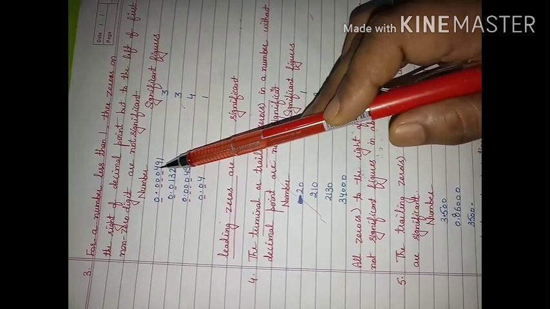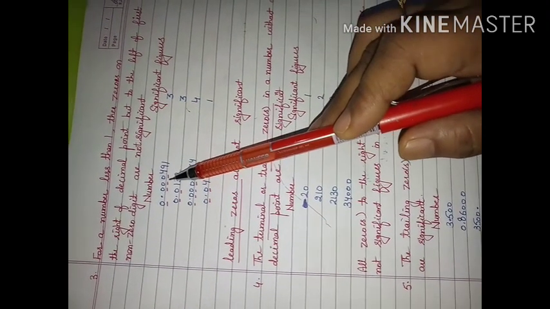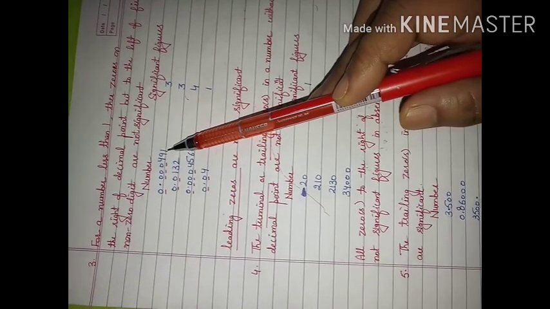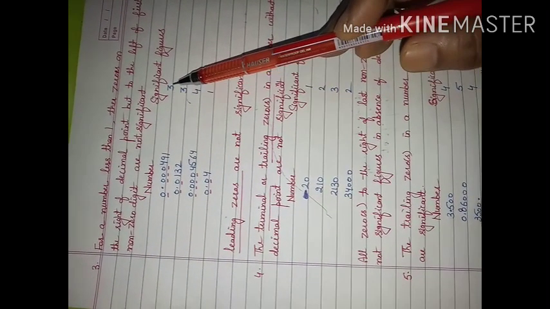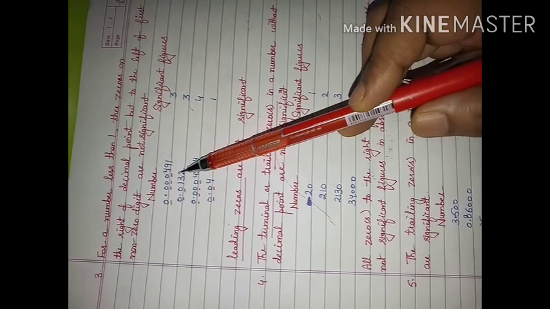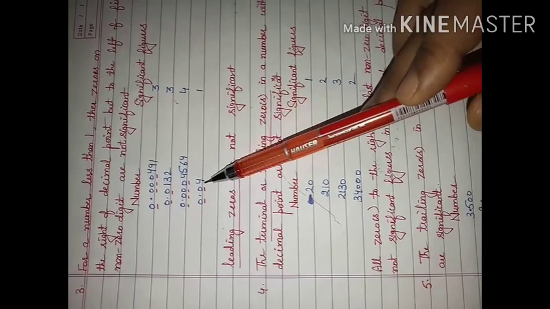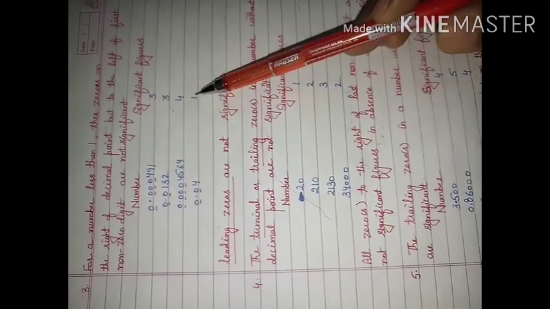So in this number, these zeros will become insignificant. We are left with 1, 2, 3, so the significant figures will be 3. Here, 1, 2, 3, 4. And here, only 1, that is 1.